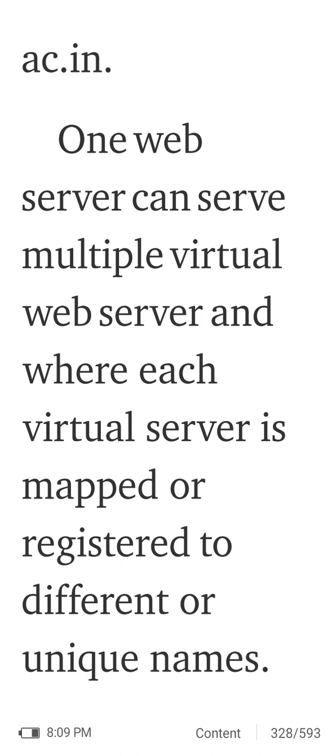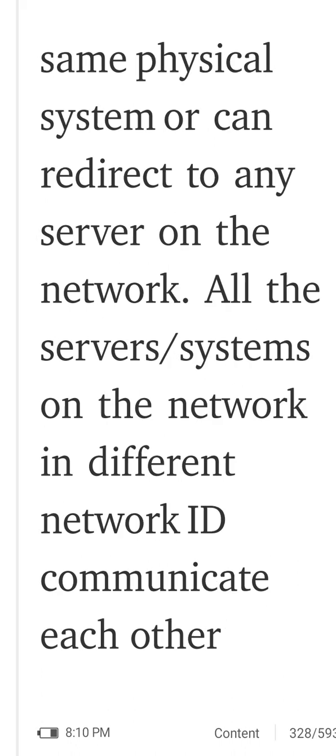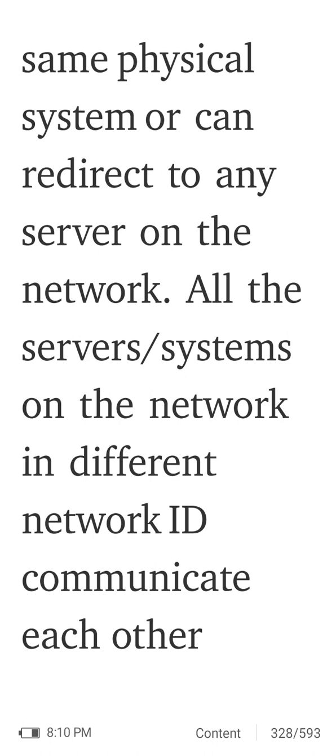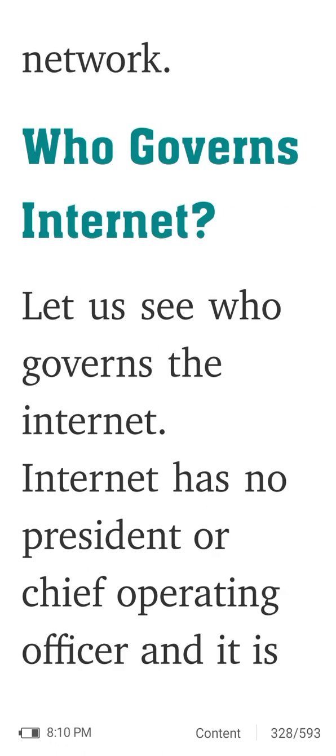The web server can serve multiple virtual web servers, where each virtual server is mapped or registered to different or unique names. For example, in the web server xyz.az.in, it is possible to define the virtual servers abc.az.in and klm.az.in, and both servers may point to different web containers on the same physical system or can redirect to any server on the network. All the server systems on the network with different network IDs communicate with each other through a particular path called a gateway. The physical networks are called the internet backbone, which is a heterogeneous systems network.